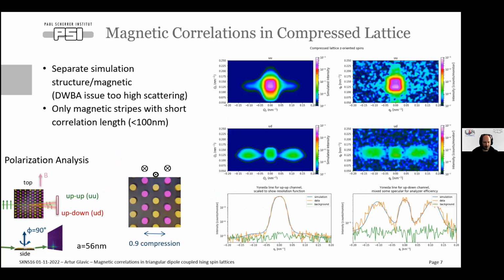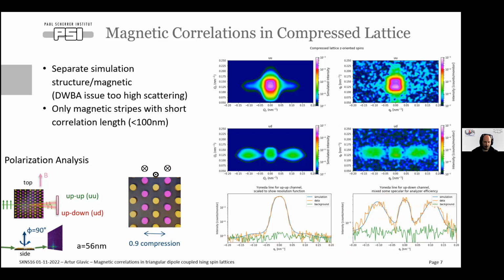So then we also did polarization analysis measurements. So this is on a sample with a compressed lattice, 10% compressed in one direction. And here you can see the spin-up non-spin-flip channel, and the spin-flip spin-down channel as measured and as simulated with a stripe-like structure with short correlation length. And this is how this order would look like. And you can see that it is relatively well described, but we see very strong magnetic signal, very strong relative to other such experiments, I would say.